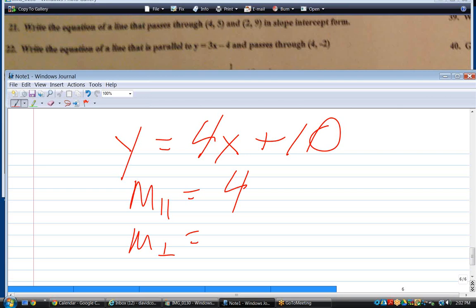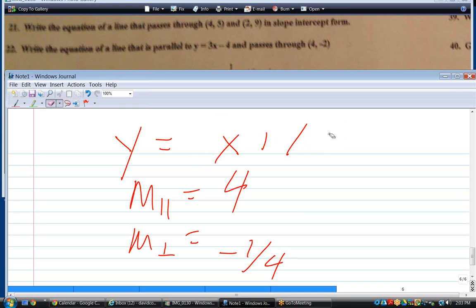What's the opposite flip? That's where you flip it. This 4 right now is the same as 4 over 1. So flip it. What do you get? You get negative 1 over 4. Yes, exactly. Okay. I know you're going to get them. Well, there's definitely going to be questions about perpendicular and questions about parallel.